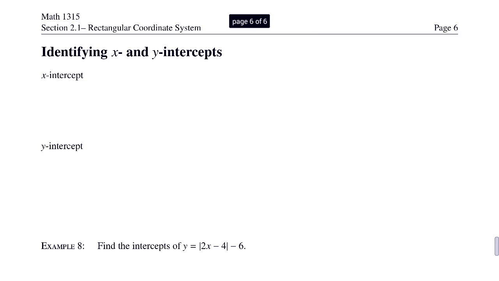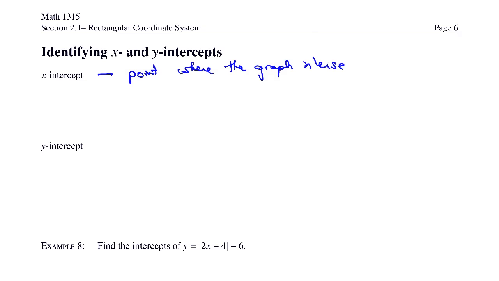Finally, let's identify x and y intercepts. First, the definition. An x-intercept is a point where the graph intersects the x-axis. So the x-intercept is a point where the graph intersects the x-axis. That means that the y-coordinate is equal to 0. Because remember, the x-axis is where y is measured from, so that's y equals 0.